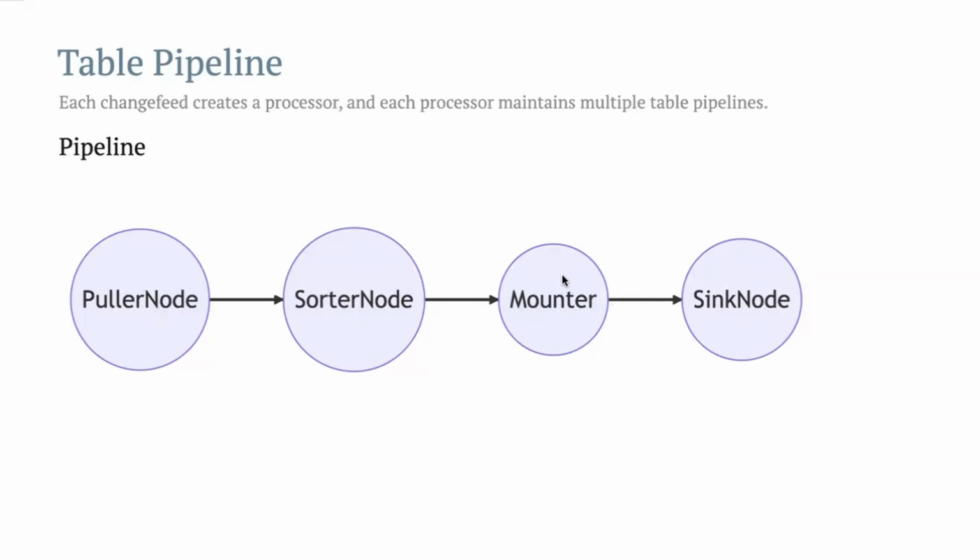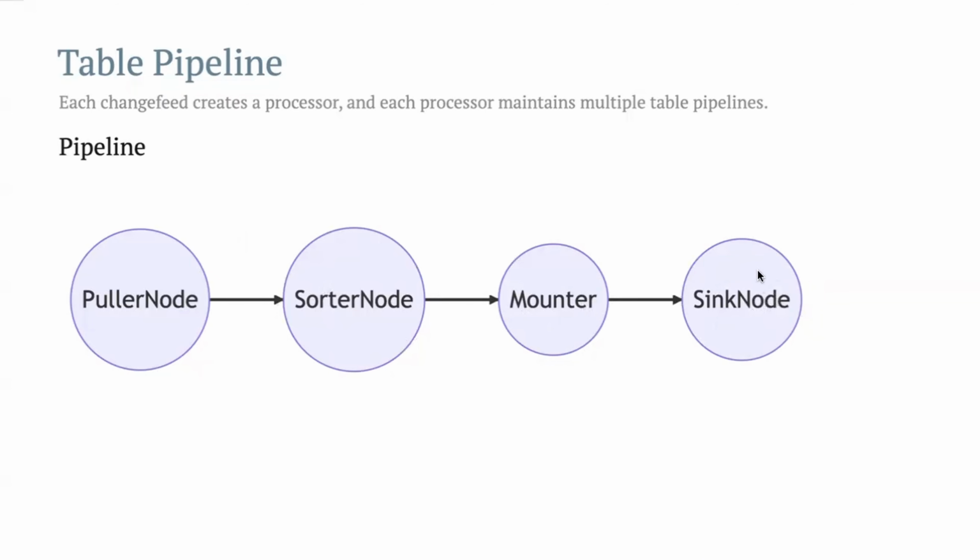We convert the KV value to a Golang struct. Then we can handle it in the TiCDC. Finally, we have the sync. The sync is responsible for sending the data to the downstream or to the target system. So this is the basic structure of a table pipeline.